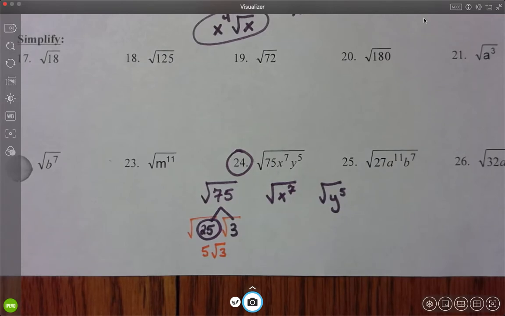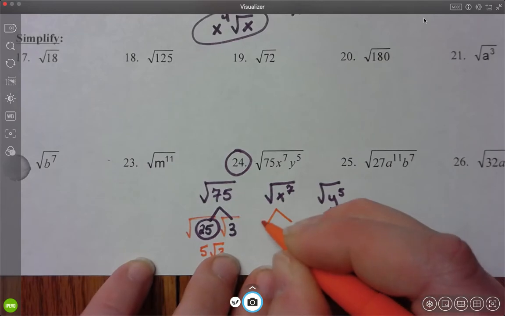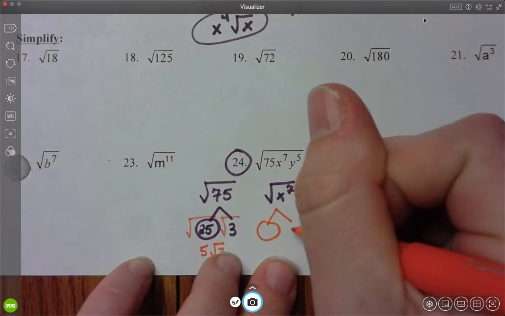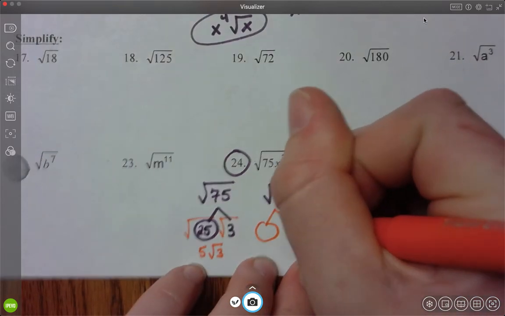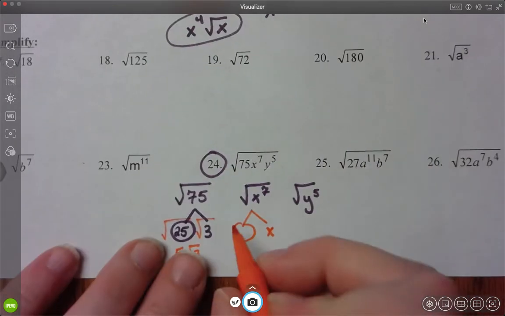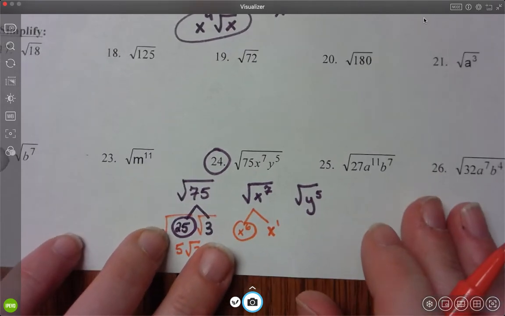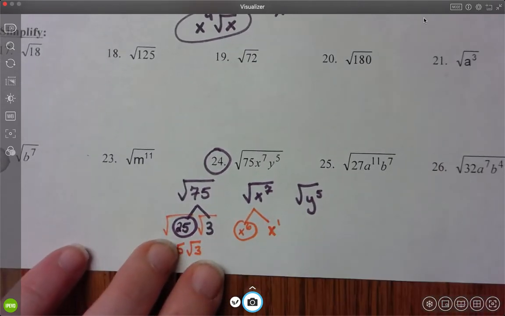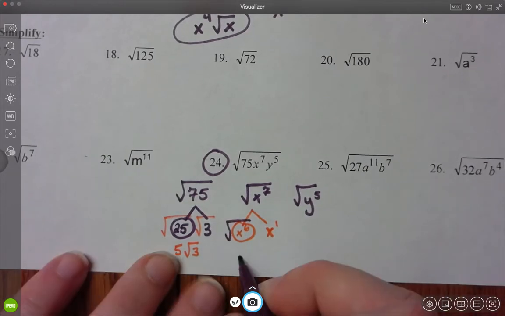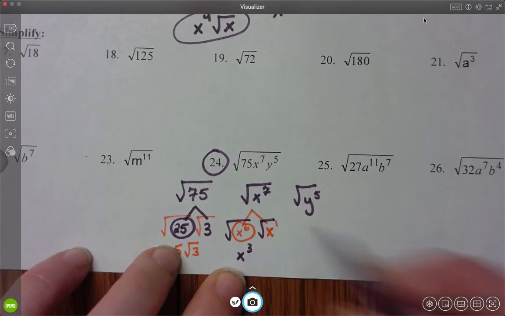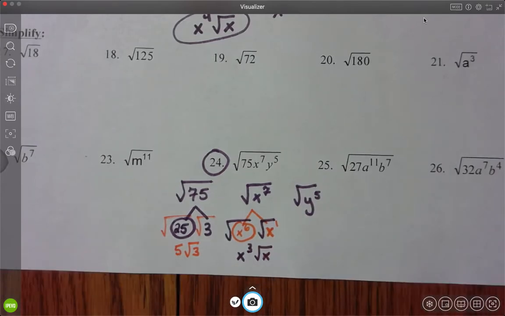Now x to the 7th power does not come out nicely as a perfect square, so I'm going to hang one of them off to the side over here, and inside here there will be 6 of them. The 6 plus 1 will give me 7. If I do that, I take the square root of x to the 6th power, which is x to the 3rd. I take the square root of x, which doesn't come out nicely, so I just leave it on the inside, and that's how it will break down.